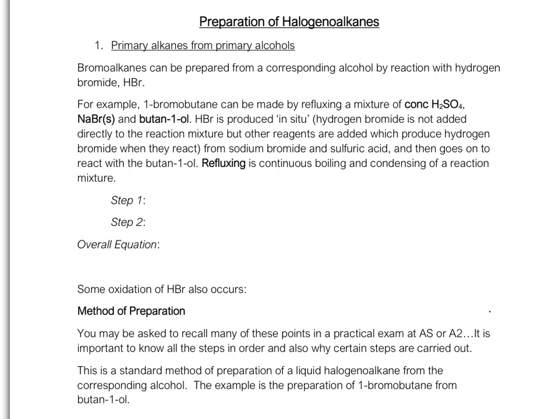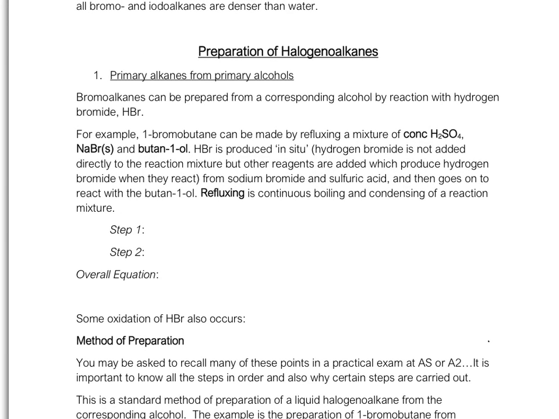But the first thing you need to do is there's a little mistake in your notes. Where it says number 1 here, primary alkanes from primary alcohols, that should say primary halogenoalkanes from primary alcohols, because after all, that's what we are trying to make, halogenoalkanes. So the first and main method we use for preparing halogenoalkanes is by taking the corresponding alcohol.